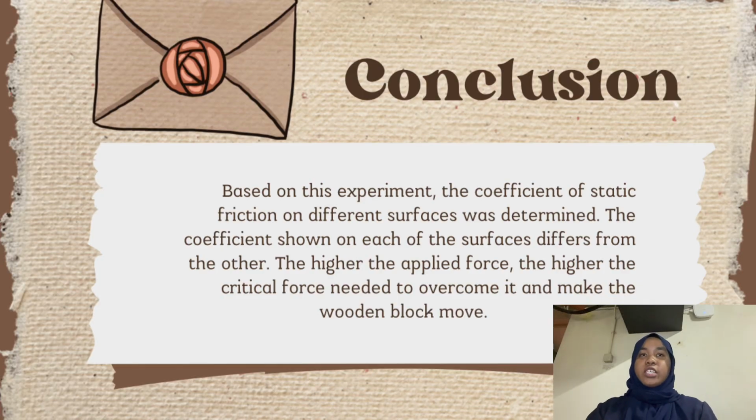For the conclusion, based on this experiment, the coefficient of static friction on different surfaces was determined. The coefficient shown on each of the surfaces differs from the other. The higher the applied force, the higher the critical force needed to overcome it and make the wooden block move.